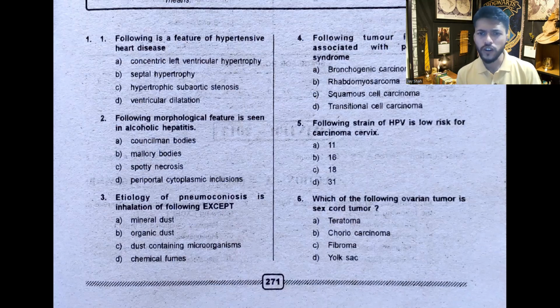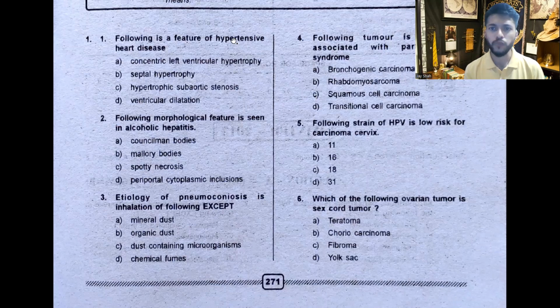Which strain of HPV is low risk for CA cervix, which is low risk 6 and 11. So is 11 there in the options? Yes, 11 is there. Following tumor is associated with paraneoplastic syndrome. Obviously, this also came yesterday, I think. It is bronchogenic carcinoma. Etiology of pneumoconiosis is inhalation of any dust.